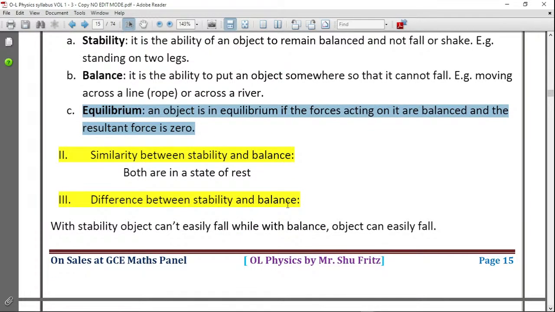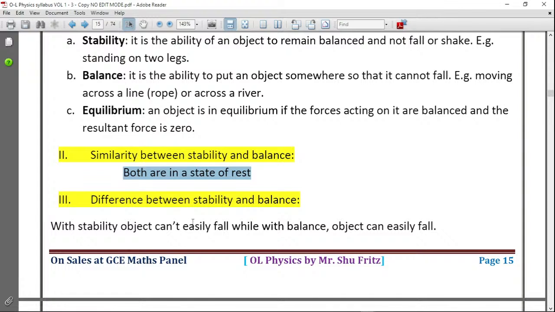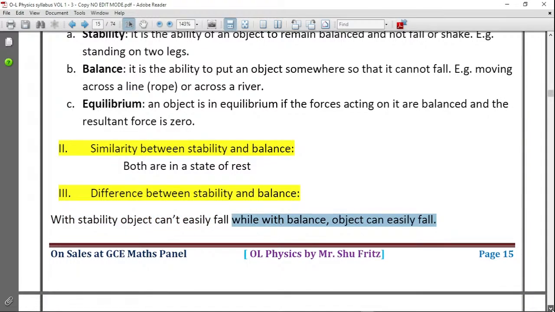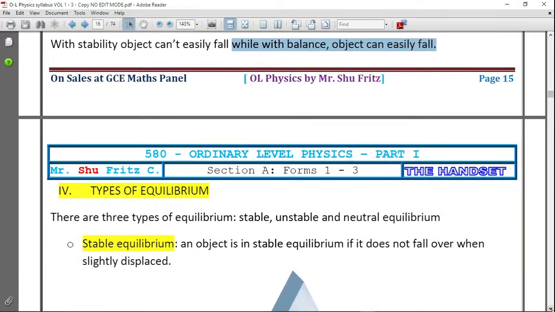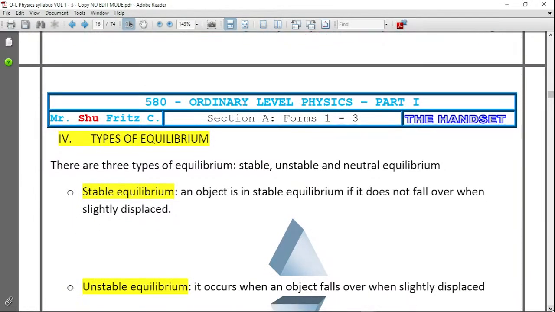Then the similarity between stability and balance: both are in the state of rest. That's the similarity. Now the difference: with stability, the object cannot easily fall, while with balance, the object can easily fall. An object that is balanced can easily fall, but an object that is stable cannot easily fall.